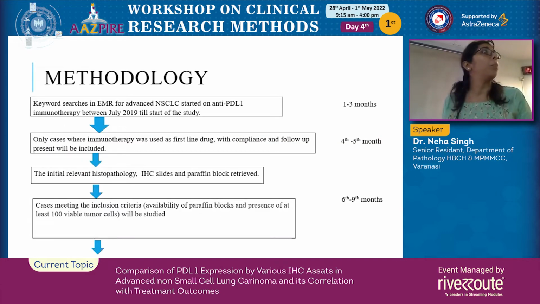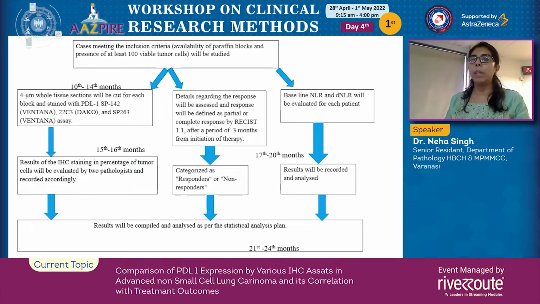So this is just a brief overview of the methodology that I'll be following, with the time period on the right side. So I'll start with the keyword searches in the EMR for advanced non-small cell lung carcinoma patients who have been started with PD-L1 immunotherapy during the time period. Only the cases where immunotherapy was used as first-line drugs with compliance and follow-up data present will be included. The initial relevant histopathology and IHC slides and paraffin blocks will be retrieved. Cases meeting the inclusion criteria will then be studied further.